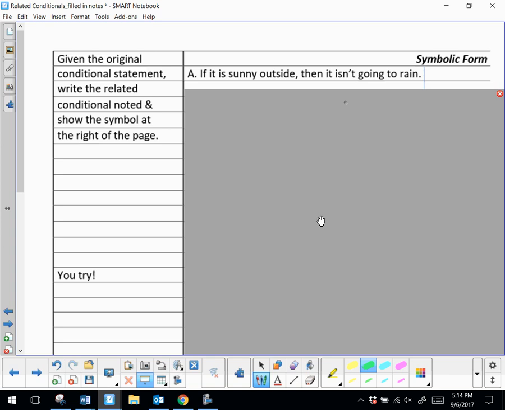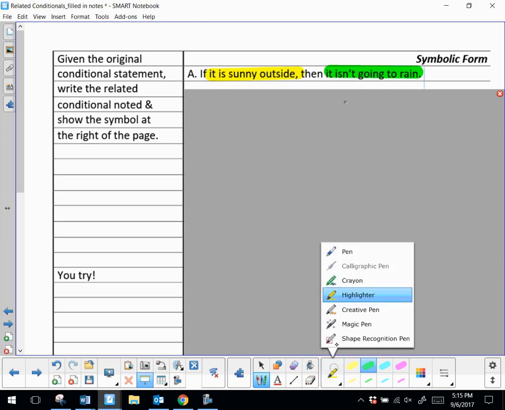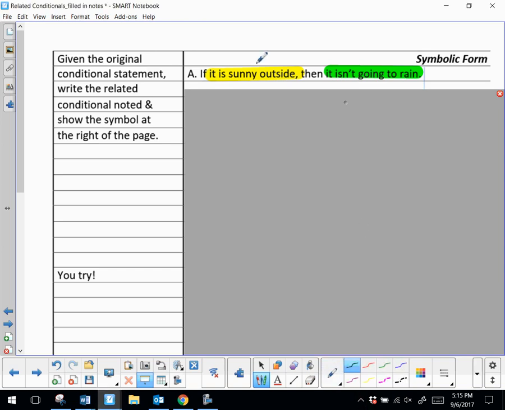I'm going to start as I have with the other exercises. I'm going to take the hypothesis and highlight it, and I'm going to use yellow because I want to be consistent with you guys. Here we go. And then I'm going to highlight the conclusion in a different color. In this case, I chose green. And then I'm going to put a P above the hypothesis and a Q above the conclusion.